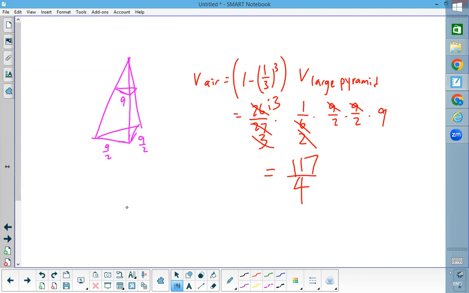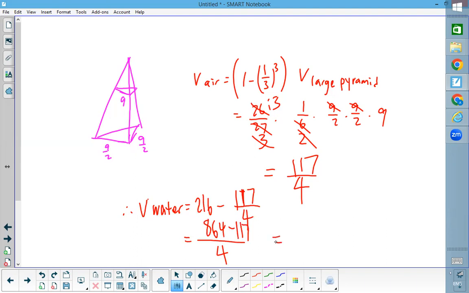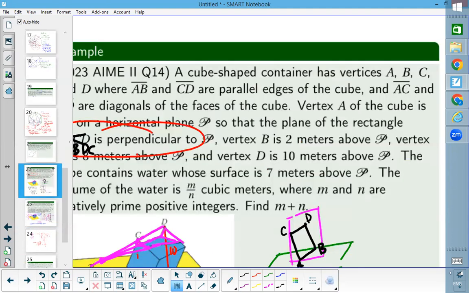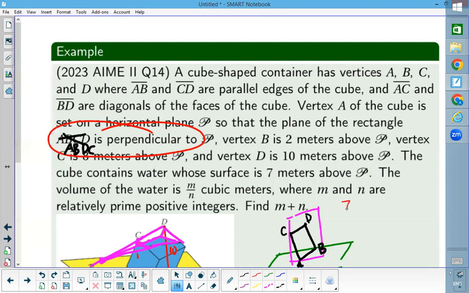Which means that the volume of the water is equal to 216 minus that. That is equal to 864 minus 117 over 4. Hopefully this is correct, I'm not sure. It's 747/4. So the answer is 747/4, and that's the volume of the water. What does that mean? That means that the answer is 751.